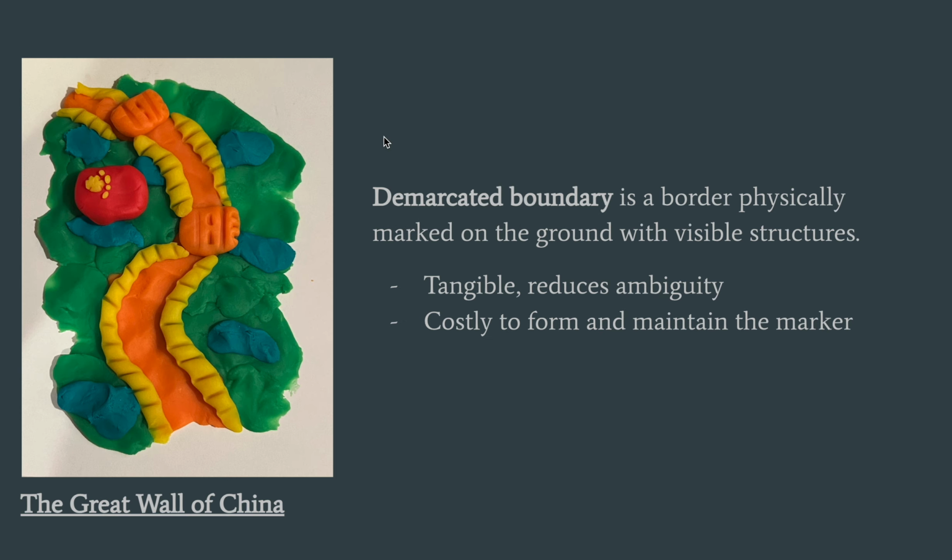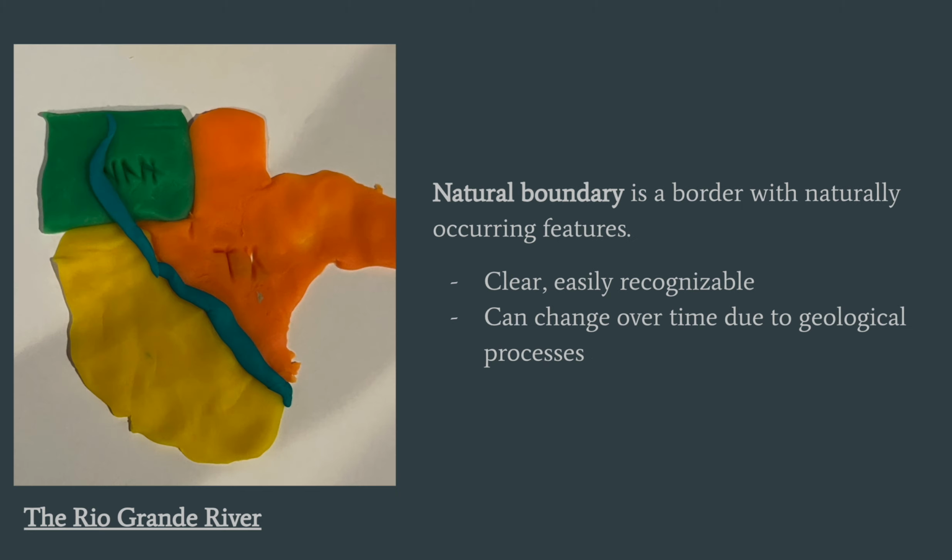Next is demarcated boundary, which is basically a physical marker that's on the ground and that's physically showing the border. A great example is the Great Wall of China, which was physically built to protect the Chinese territories from the invaders. Next is natural boundary, which is basically about a border with naturally occurring features.